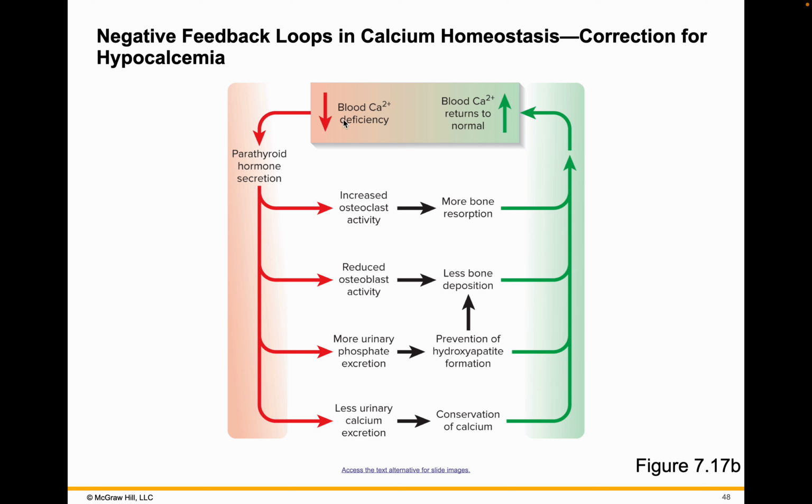So when blood calcium is low, parathyroid hormone is released. When parathyroid hormone is released, we increase osteoclast activity, decrease osteoblast activity, reabsorb more calcium from our urine, and excrete less calcium, more phosphate, less calcium, all of which will return blood to normal. And this pathway is extremely important, much more so than the previous one.